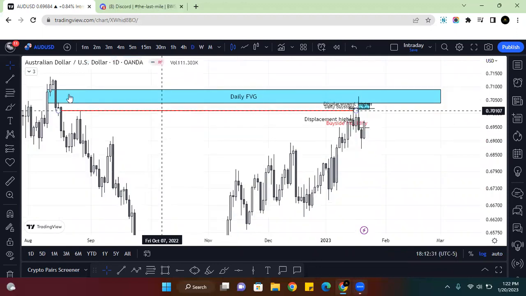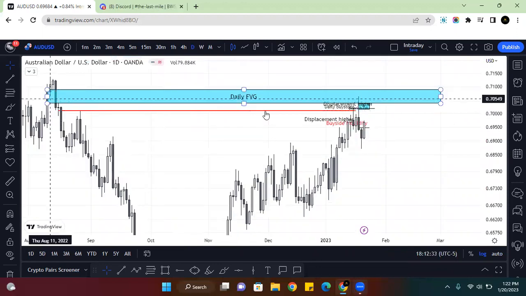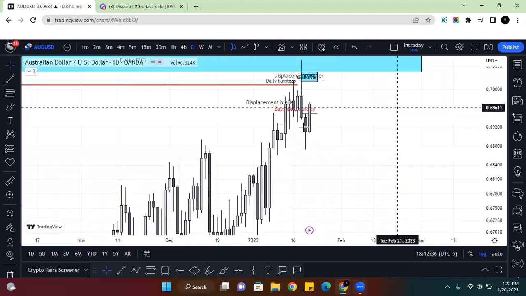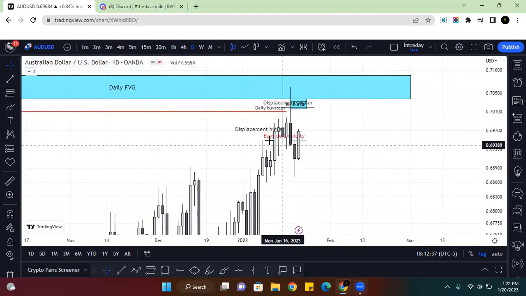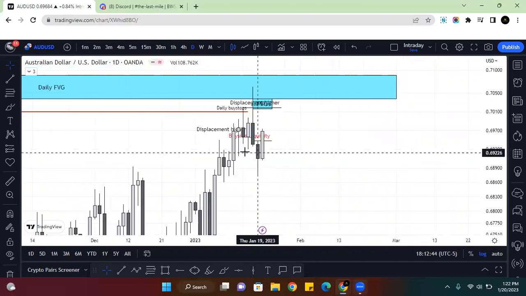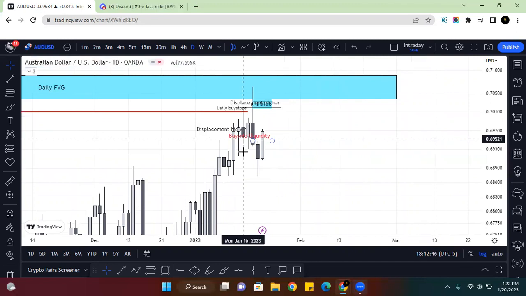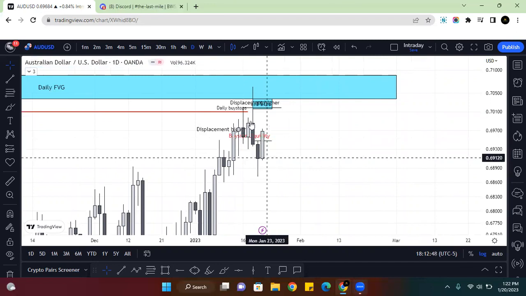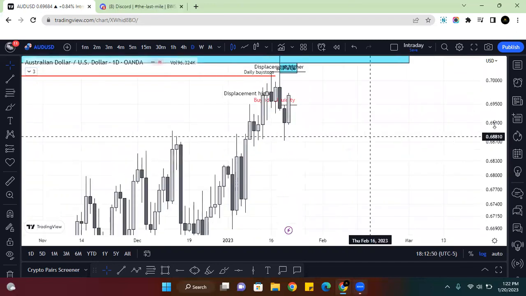So I did mark that up. I noticed that this daily imbalance was filled. Fair value gap, whatever you want to call it, was filled, and then the bearish order block closed on the daily after that. So that's kind of what my context was. And then they traded below this daily low right here, this swing low on this daily candle. So that shows that they're chasing sell side liquidity.